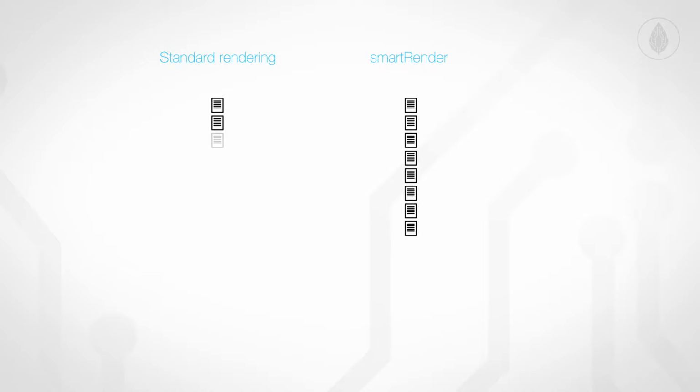smartRender, on the other hand, is able to use all your hardware resources and can render your image sequences using all cores, which will speed up your renderings dramatically. smartRender includes some additional functionality to speed things up even more, which we will see in a second.